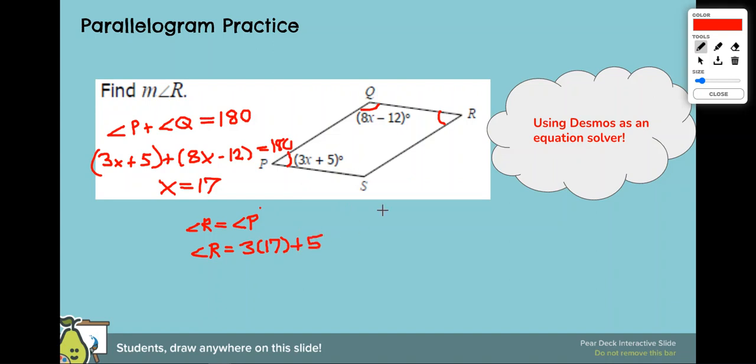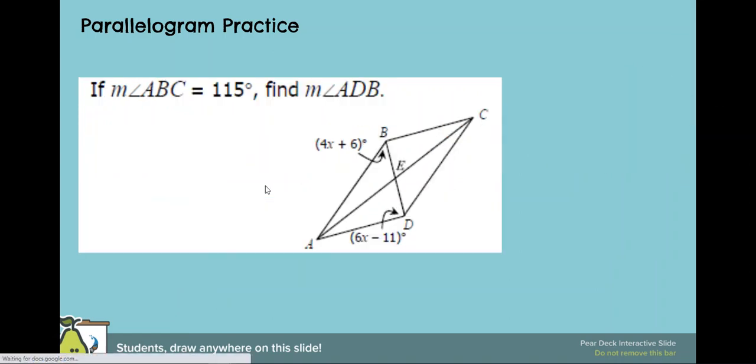I really could have substituted 17 into either one of them to figure it out. I would just have to go about it in a different way. So 3 times 17 plus 5 is going to give us 56. So I know that the measure of angle R is equal to 56 degrees. Okay? So remember, use Desmos to plug it in and solve for x, and then plug back in the value for x to solve for the angle measure itself. Why don't you try this one on your own, and then we'll look at how to set this problem up.